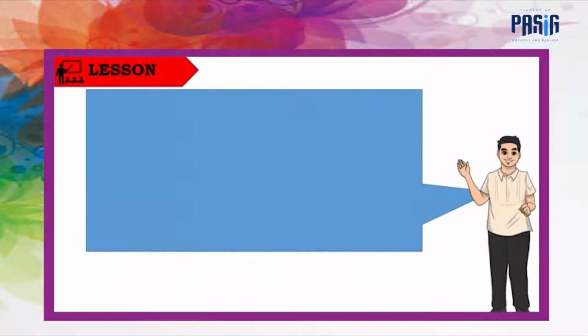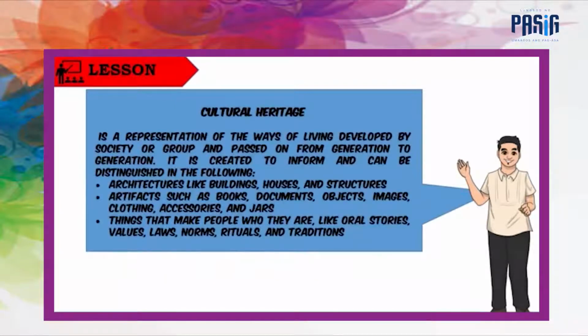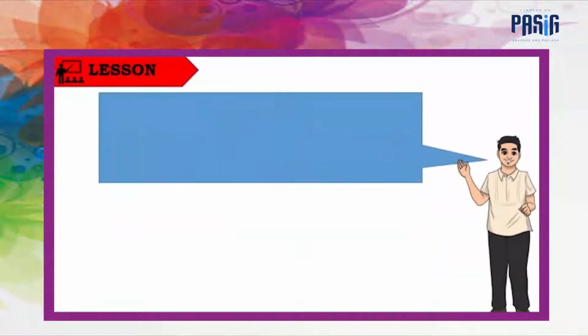Let's now proceed to our lesson proper. Cultural heritage is a representation of the ways of living developed by a society or group and passed on from generation to generation. It is created to inform and can be distinguished in the following: architectures like buildings, houses, and structures; artifacts such as books, documents, objects, images, clothing, accessories, and jars; things that make people who they are, like oral stories, values, laws, norms, rituals, and tradition.